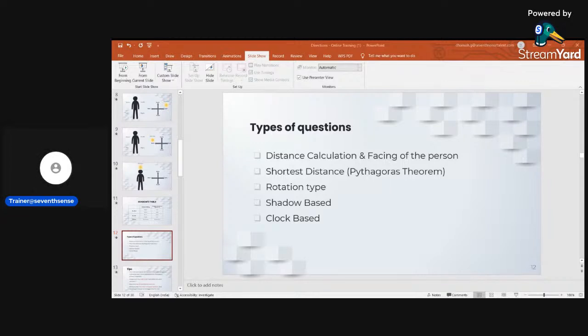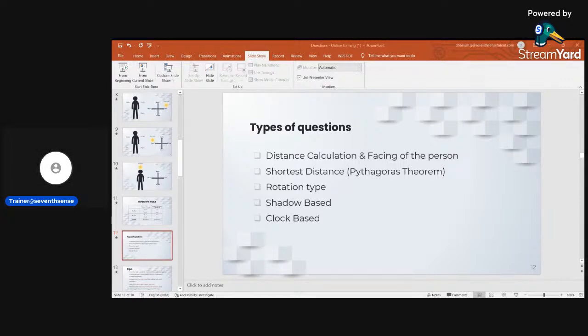So initial facing of a person is the most important thing. If the initial facing is not mentioned in a question, it's not possible to solve the question. They will be mentioning, like, let's say the person is initially facing towards north, or he is facing towards south. So the initial facing of the person is most important, and if they have not given you the initial facing, it's not possible for us to solve the problem, right?